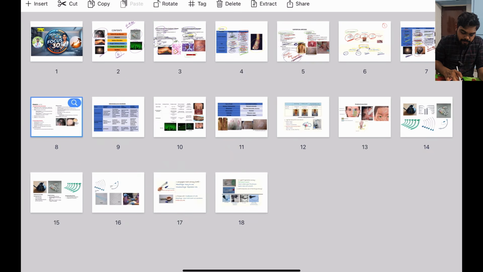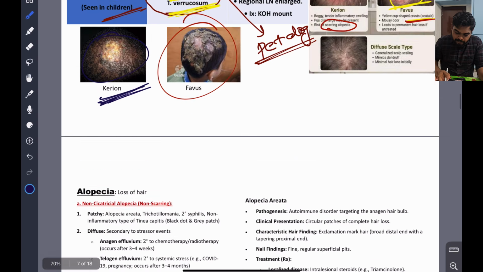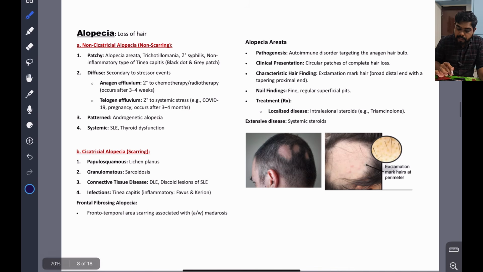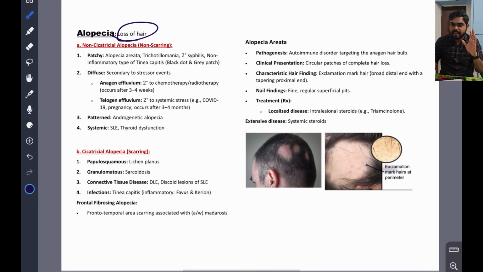So alopecia is nothing but loss of hair. We know that. Many people have that tension, loss of hair. So many, even doctors also, loss of hair is a very, very dangerous event of life. Okay, that is actually true only. So alopecia, loss of hair, it is divided into two: non-cicatricial alopecia or non-scarring alopecia, and cicatricial or scarring alopecia. So scarring alopecia and non-scarring alopecia.